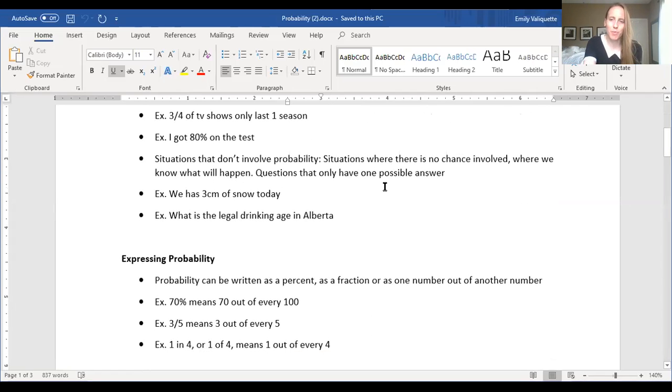Situations that don't involve probability are situations where there's no chance involved, where something either definitely happened or definitely didn't happen. So for example, if I just say we had 3 centimeters of snow today, that happened. Or if I said, what's the legal drinking age in Alberta? That's just a fact. So facts are things where there's only one possible answer. Probabilities are where things could but won't definitely happen.